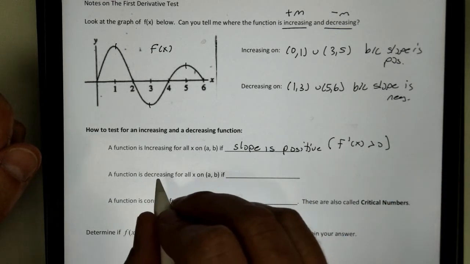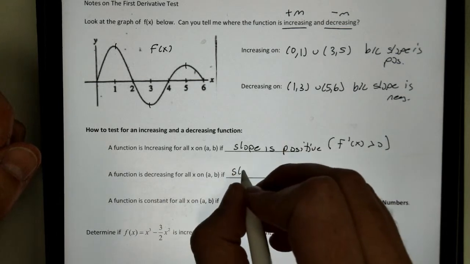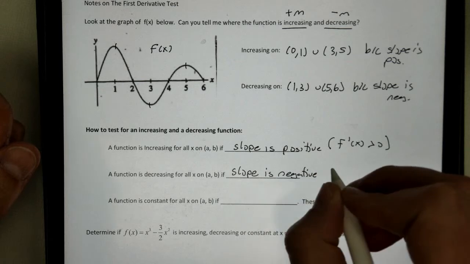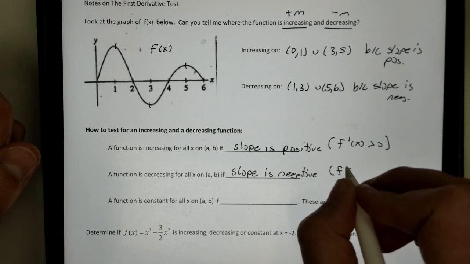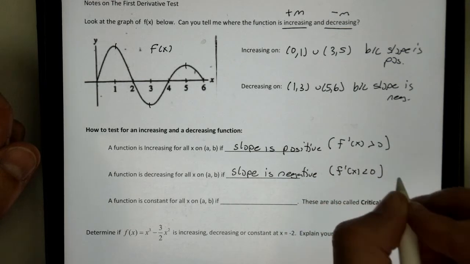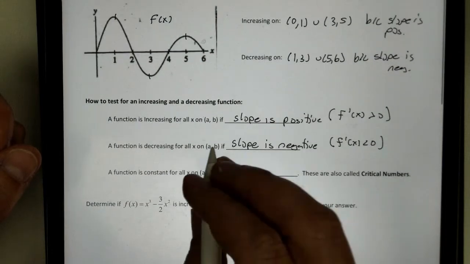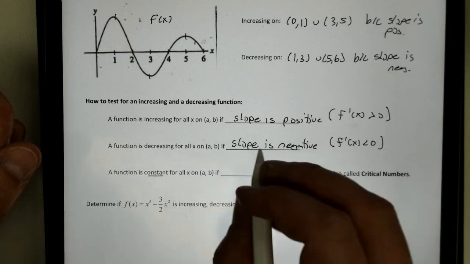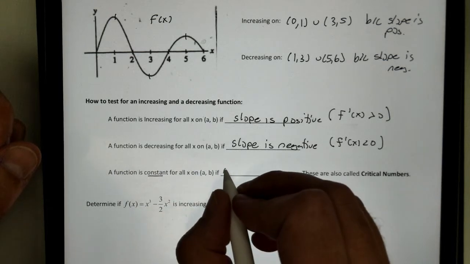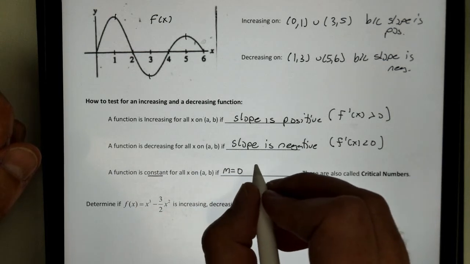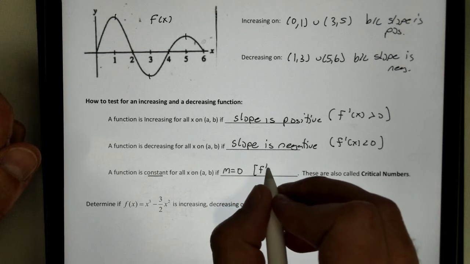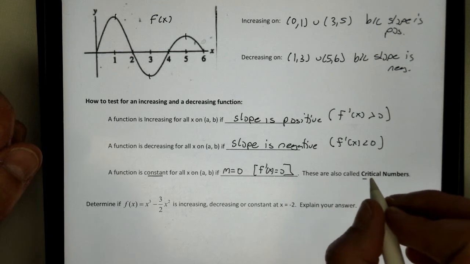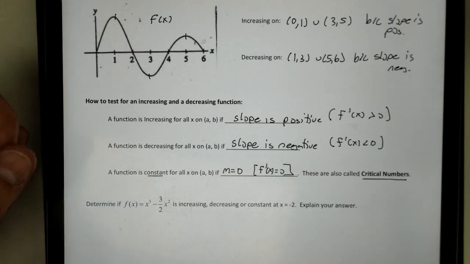A function is decreasing if the slope is negative. Again, we're going to nerd this up a little bit by saying that the derivative is less than 0. And then the last one, a function is constant if there's no change in the slope. If the slope is 0 or where the derivative is 0. You might remember we call these critical numbers.